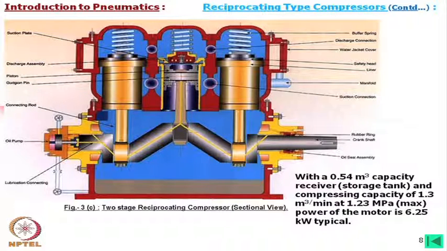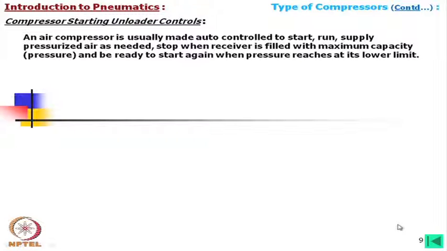So this is called compressing capacity, not the flow capacity. We should call it compressing capacity. At 1.23 megapascals, power of the motor is 6.25 kilowatt typical. If you calculate this pressure into flow rate, it will not be 6.25, but usually efficiency of compressors is relatively poor. That is why at least you need 6.25 kilowatt typical. We will calculate the sizing of such compressors.